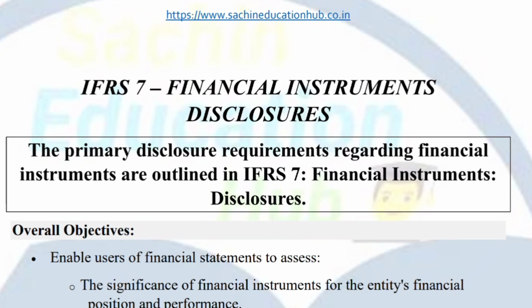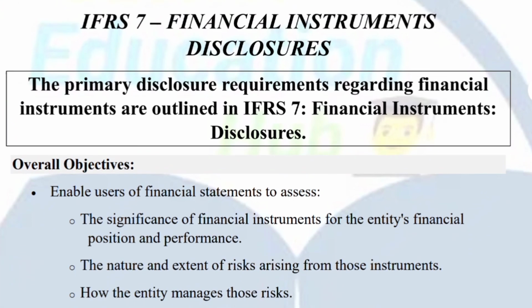Starting with the very first thing, what is the overall objective of IFRS 7? First of all we will see about the overall objective of IFRS 7. The main and very important objective of IFRS 7 is assessing three things. What are these three things?